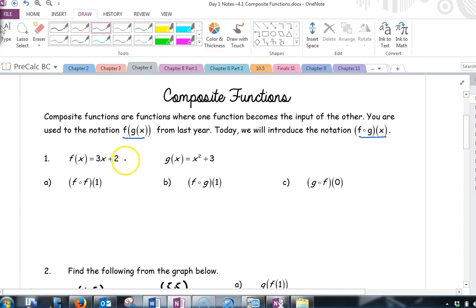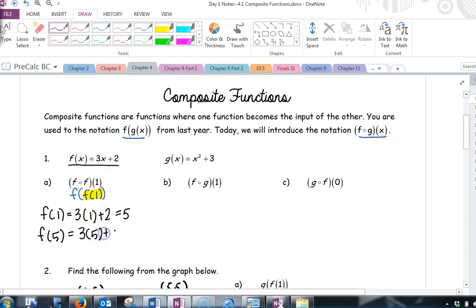So we've got f of x is 3x plus 2, and g of x is x squared plus 3. This is the same as saying f of 1. So remember, you're always going to evaluate the inside part first. And f of 1 is when we plug a 1 in for x in f of x, which gives us 5. And now we are doing f of 5. So now, of course, we take 3x plus 2 and we're plugging in a 5 instead of a 1 like we were before. And that is 17.